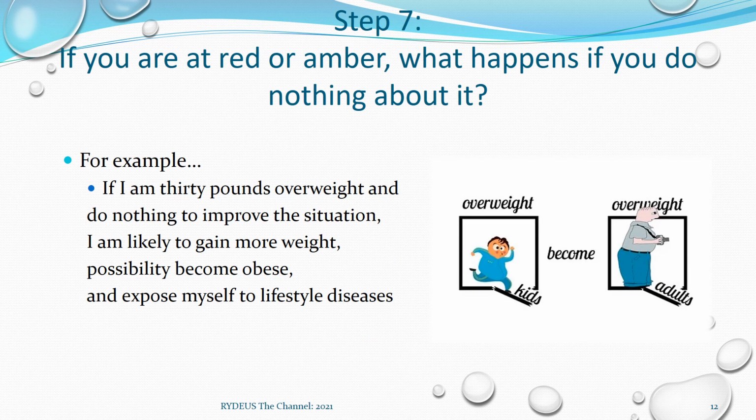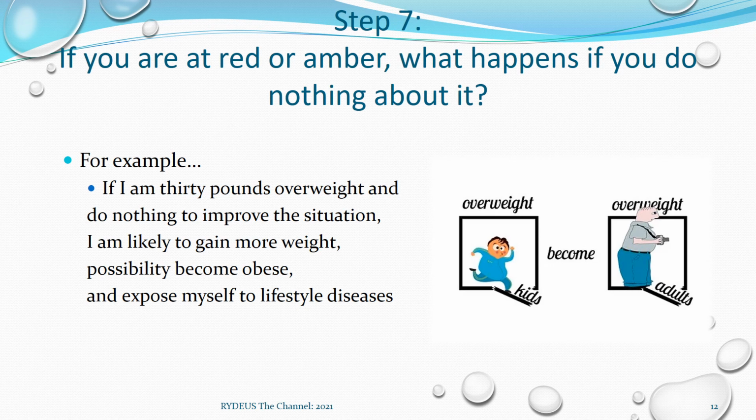Now, step 7, we need to identify what has been described as the cost of inaction, the cost of doing nothing. And the question we have to answer here is, if you are at red or amber, what happens if you do nothing? For example, if I am 30 pounds overweight and do nothing to improve the situation, I am likely to gain more weight, possibly become obese, and expose myself to lifestyle diseases.